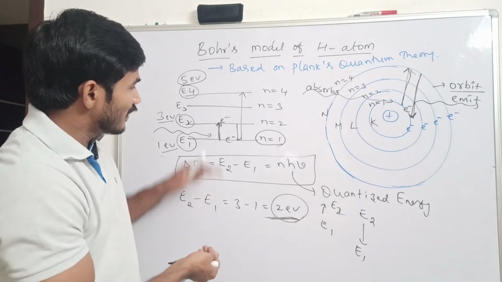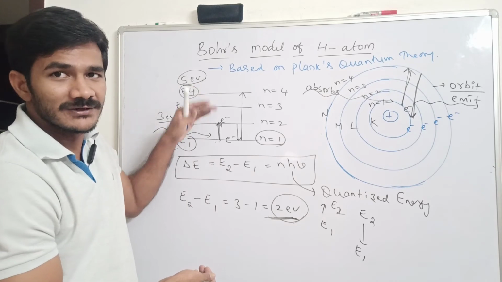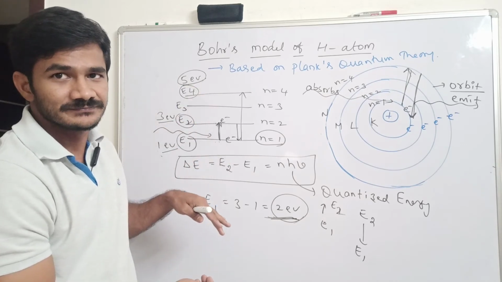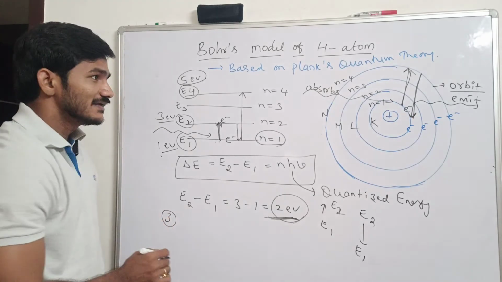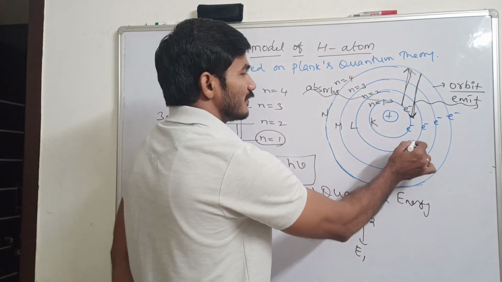For lower orbit to higher orbit, excitation; higher orbit to lower orbit, de-excitation. Okay, so this is the second point. Next one is the electron revolving in a circular orbit.